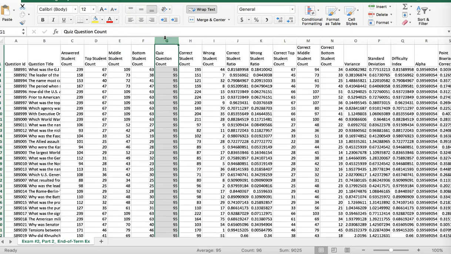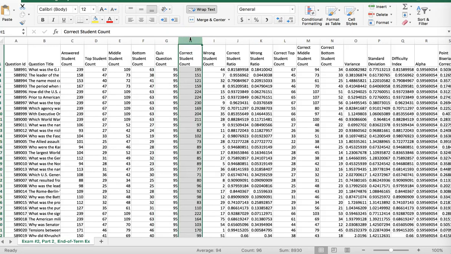So quiz question count is just the total number of questions that are in the quiz bank. Since it's randomized, it's not the total number of questions that was exposed to the students. Only 50 questions were exposed to the students, but there were 95 in the bank. So the correct student count.